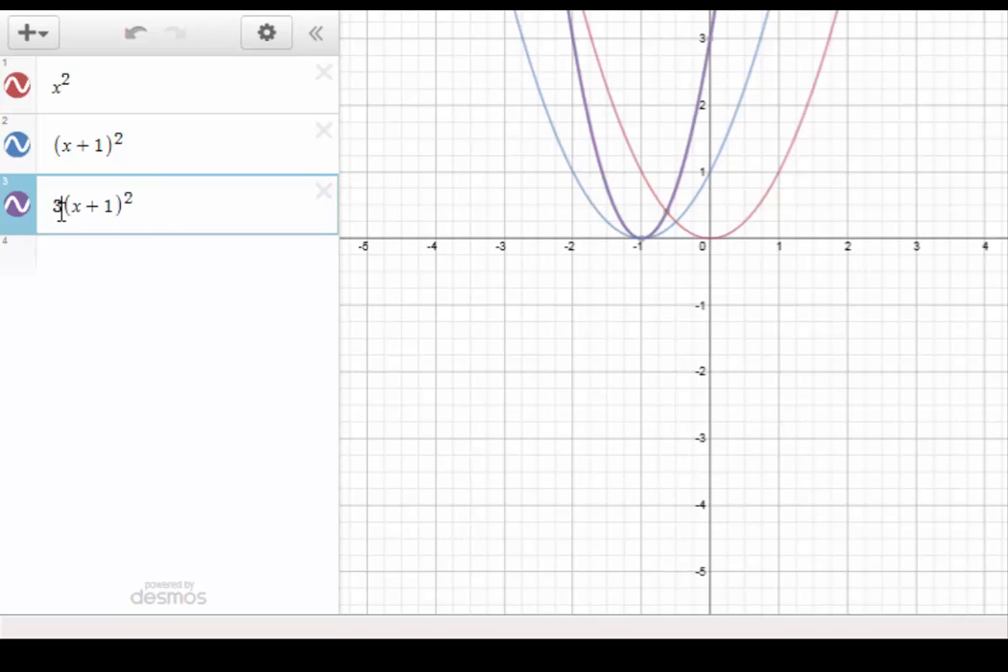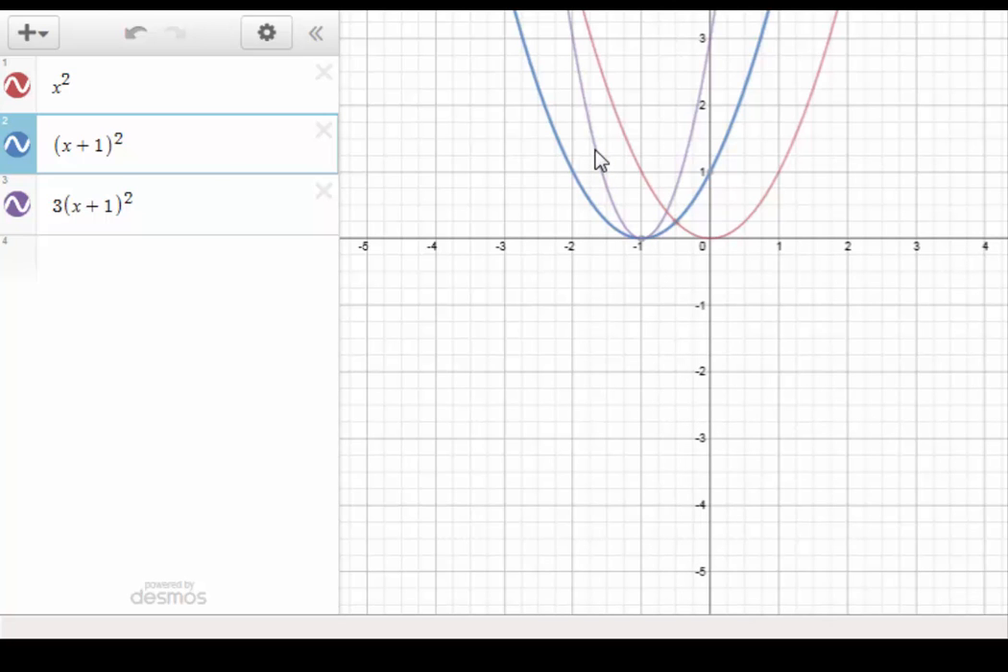So now what I've done is insert a factor of 3 in front of the quantity x plus 1 squared to show you that the factor of 3 does nothing more than vertically stretch the blue graph. Remember that y equals x squared, the red graph, is my parent function. Replacing x with the quantity x plus 1 moved the graph to the left 1, giving me the blue graph. Then, comparing the blue graph to the purple, putting in a factor of 3 vertically stretched the blue graph to obtain the purple graph, which basically made the parabola narrower.